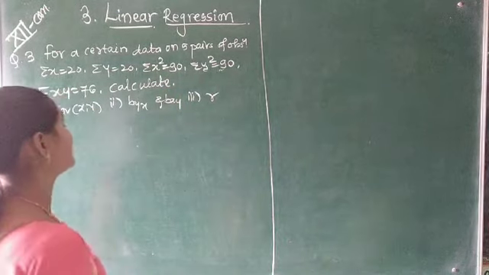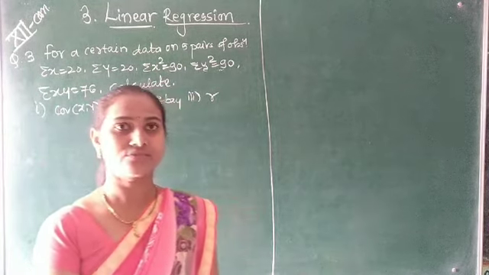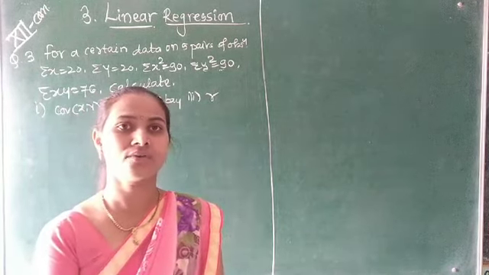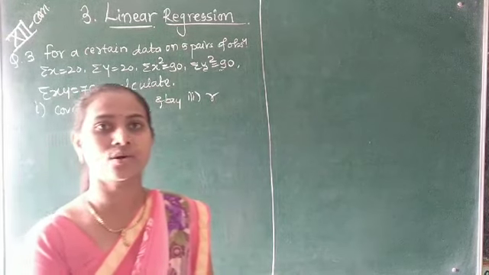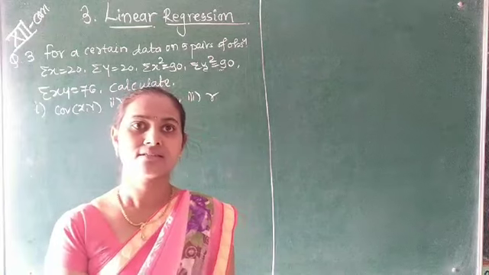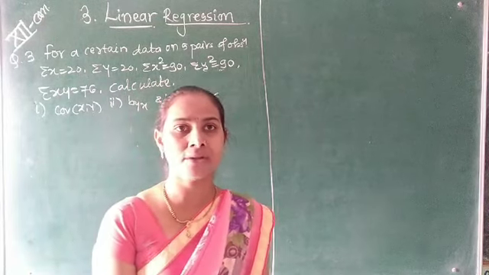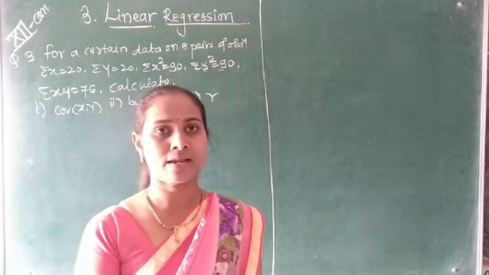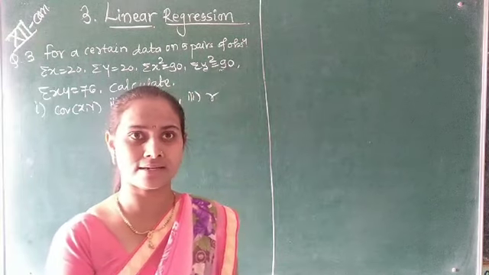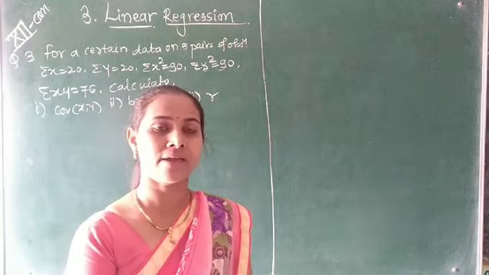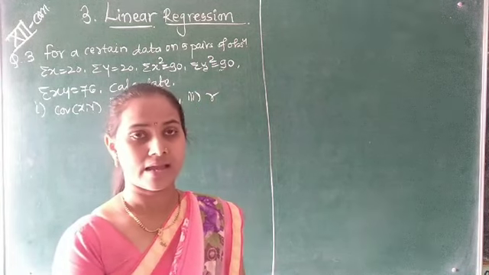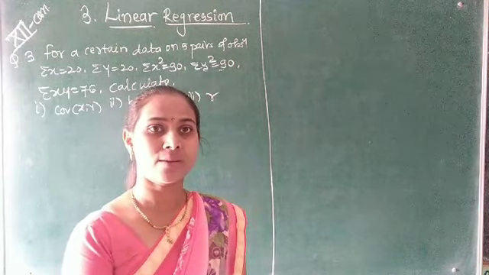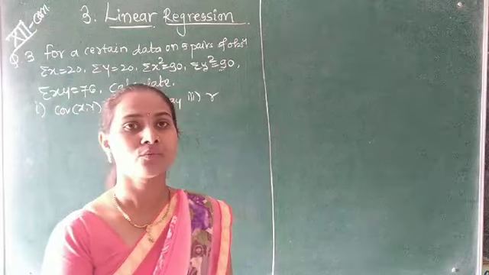In the last lecture we started the third chapter, linear regression, and we saw what is meant by linear regression: the regression equation of y on x and the regression equation of x on y, that is byx and bxy. The linear regression equation of y on x is y minus y bar equal to byx into x minus x bar, and the linear regression equation of x on y is x minus x bar equal to bxy into y minus y bar. The covariance of xy is equal to summation xy upon n minus x bar into y bar.